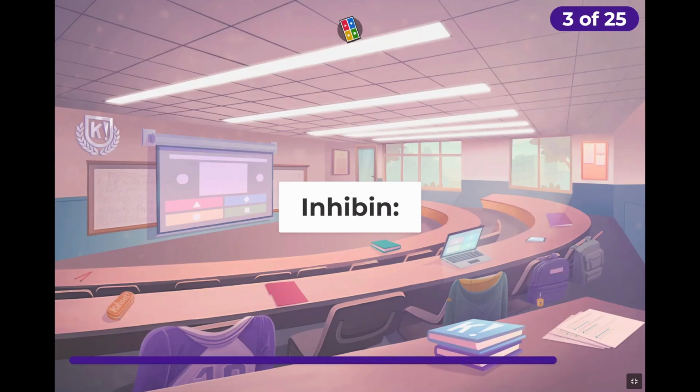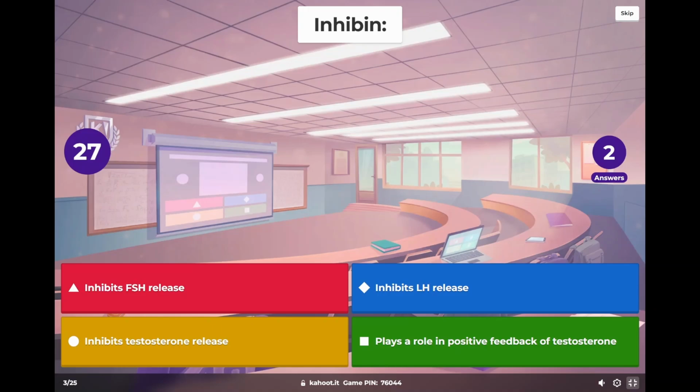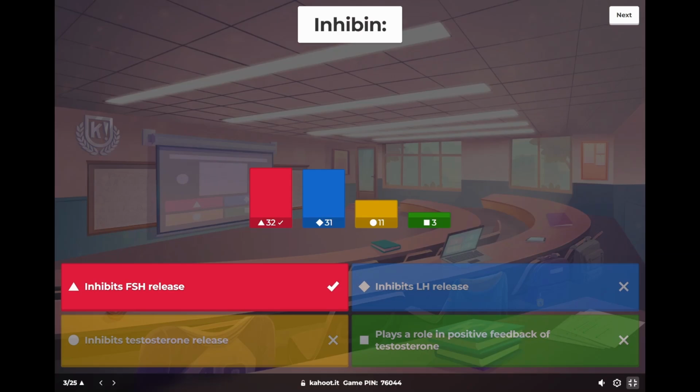Okay, the next question is about inhibin. What is inhibin? What produces it? What does it do? Make sure you know next week. Make sure you guys know the differences in these negative feedbacks. Inhibin only inhibits FSH. That is it. Okay? LH is on its own. So make sure you know that one as well for next week.